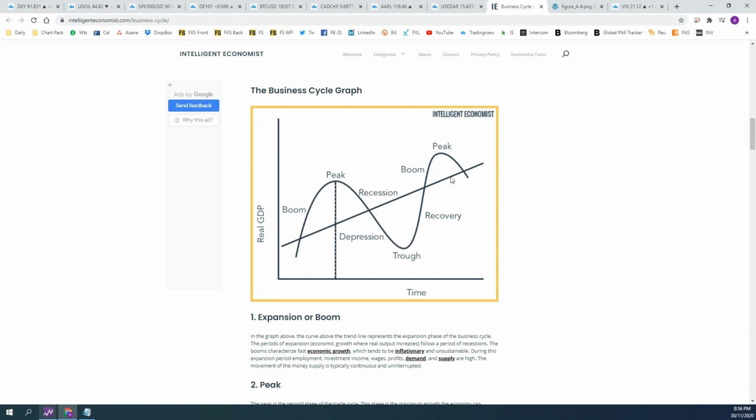So I hope that explains what we mean by pro-cyclical. Alexander, any other questions, please don't hesitate to let us know.